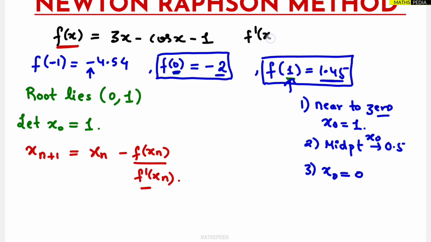So f dash of x will be just a differentiation of this. 3x differentiation is 3. Cos x differentiation is minus sin x. So minus is already there, so it will become plus sin x. Minus 1 is a constant, so leave it 0. So this will be f dash of x that we have written.